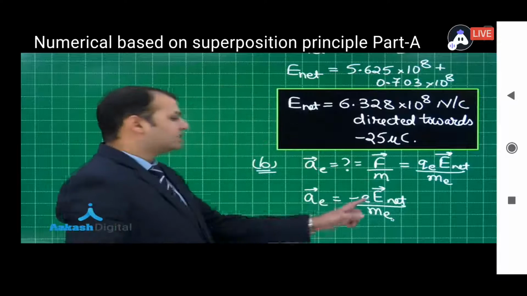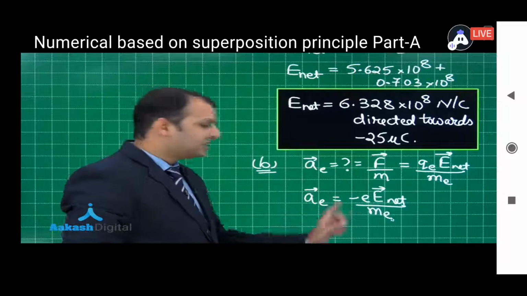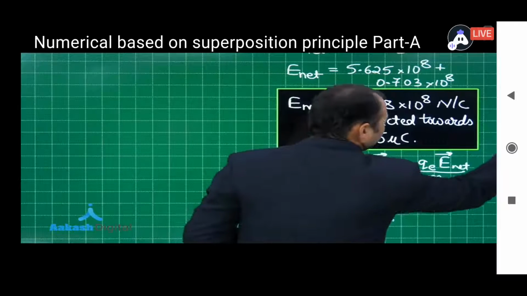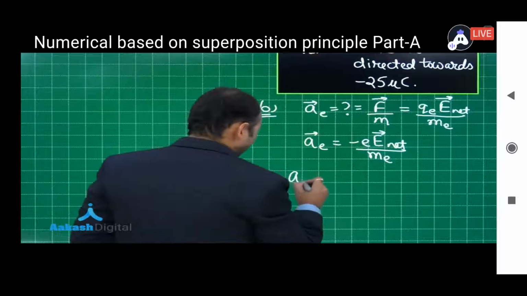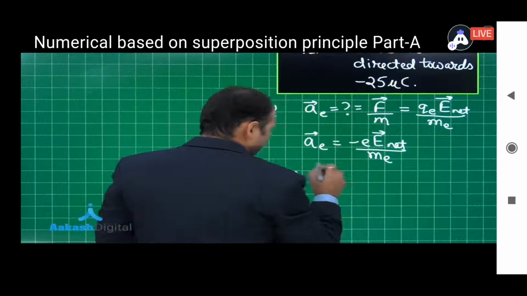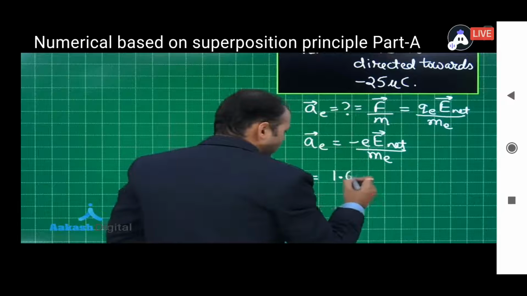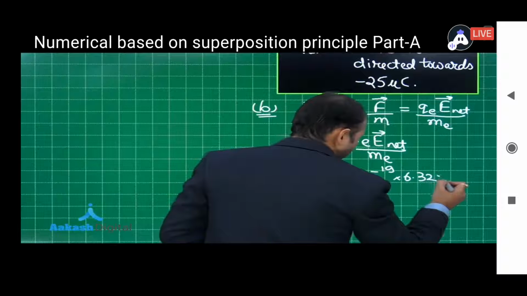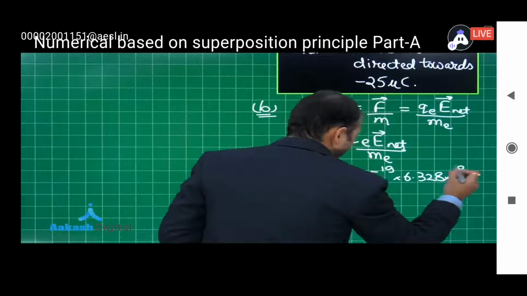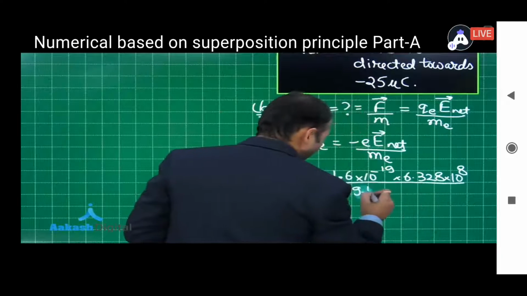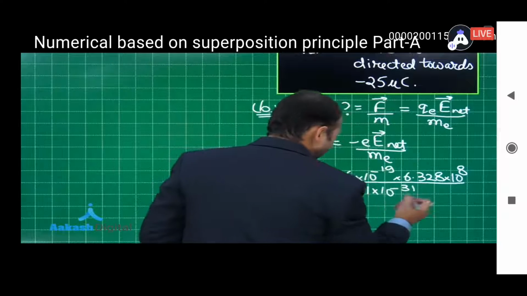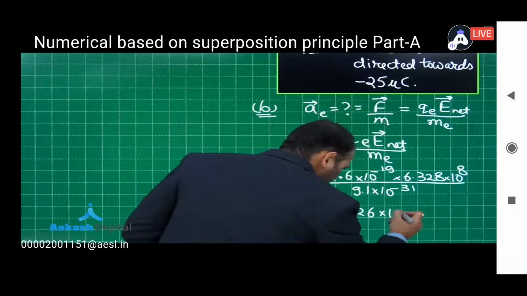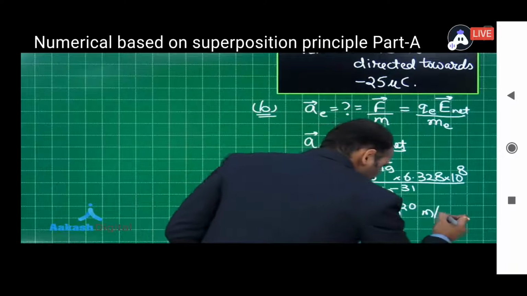What is e? e is the charge of electron, that is 1.6 into 10 to the power minus 19. Mass of electron is 9.1 into 10 to the power minus 31 kg. So let's put down the values. So first of all, I am just finding the magnitude, 1.6 into 10 to the power minus 19 into 6.328 into 10 to the power 8 divided by 9.1 into 10 to the power minus 31. When you solve this, it will be 1.126 into 10 to the power 20 meter per second square.